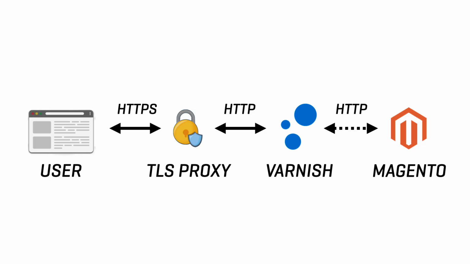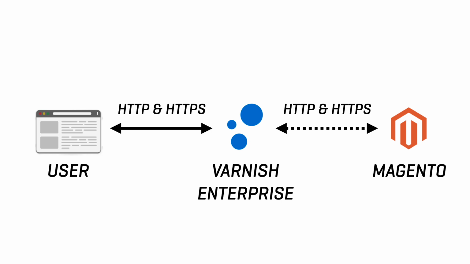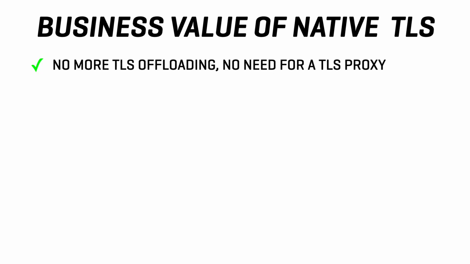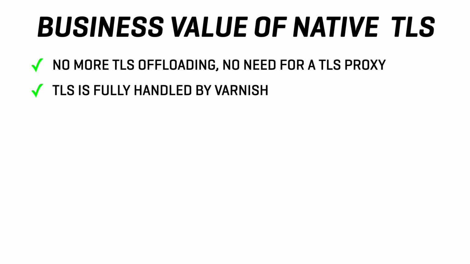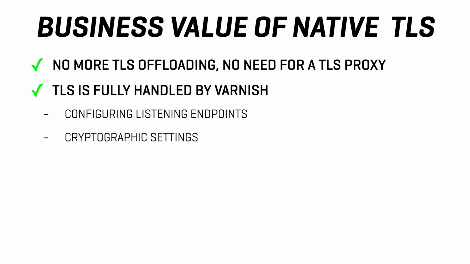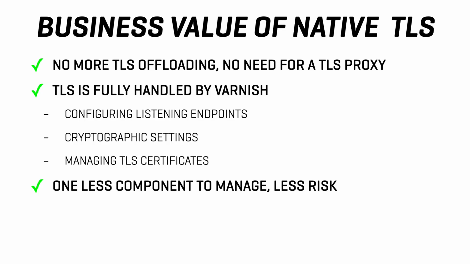There's a variety of configurations that are required to make this a smooth process. And in Varnish Enterprise, we eliminate the need for a TLS proxy, which means you can connect directly to Varnish, both over port 80 and 443 for plain HTTP and HTTPS. The business value of using our native TLS implementation is the fact that you no longer need a TLS proxy. There's no more offloading of TLS. Everything happens within Varnish, from configuring the listening endpoints to all the cryptographic settings to registering the certificates. No longer needing a TLS proxy means one less component to manage. It means less configuration and less things that can go wrong.